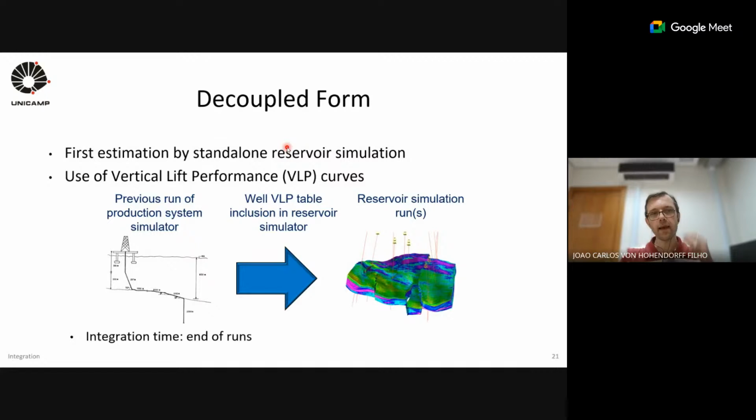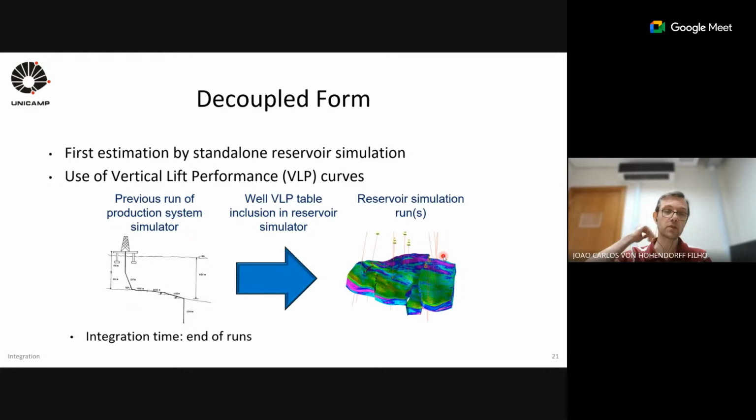What is the idea? We have a first estimation of the behavior of the reservoir using a standalone reservoir simulation. It's just the reservoir equations. We pass this information to a production system simulator that defines for us the behavior of the tubing. We convert this information into a vertical lift performance table, include these tables inside the reservoir simulation, and we can do our reservoir simulation run. Okay? And we consider that the time of integration occurs only at the end of the run.